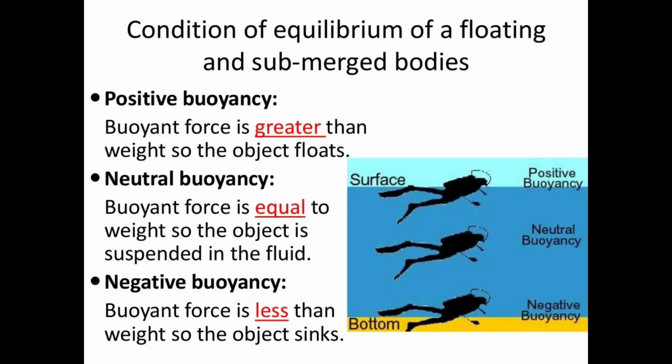Conditions of equilibrium of floating and submerged bodies. Positive buoyancy: buoyant force is greater than the weight, so the object floats. Neutral buoyancy: buoyant force is equal to the weight, so the object is suspended in the fluid. Negative buoyancy: buoyant force is less than the weight, so the object sinks.